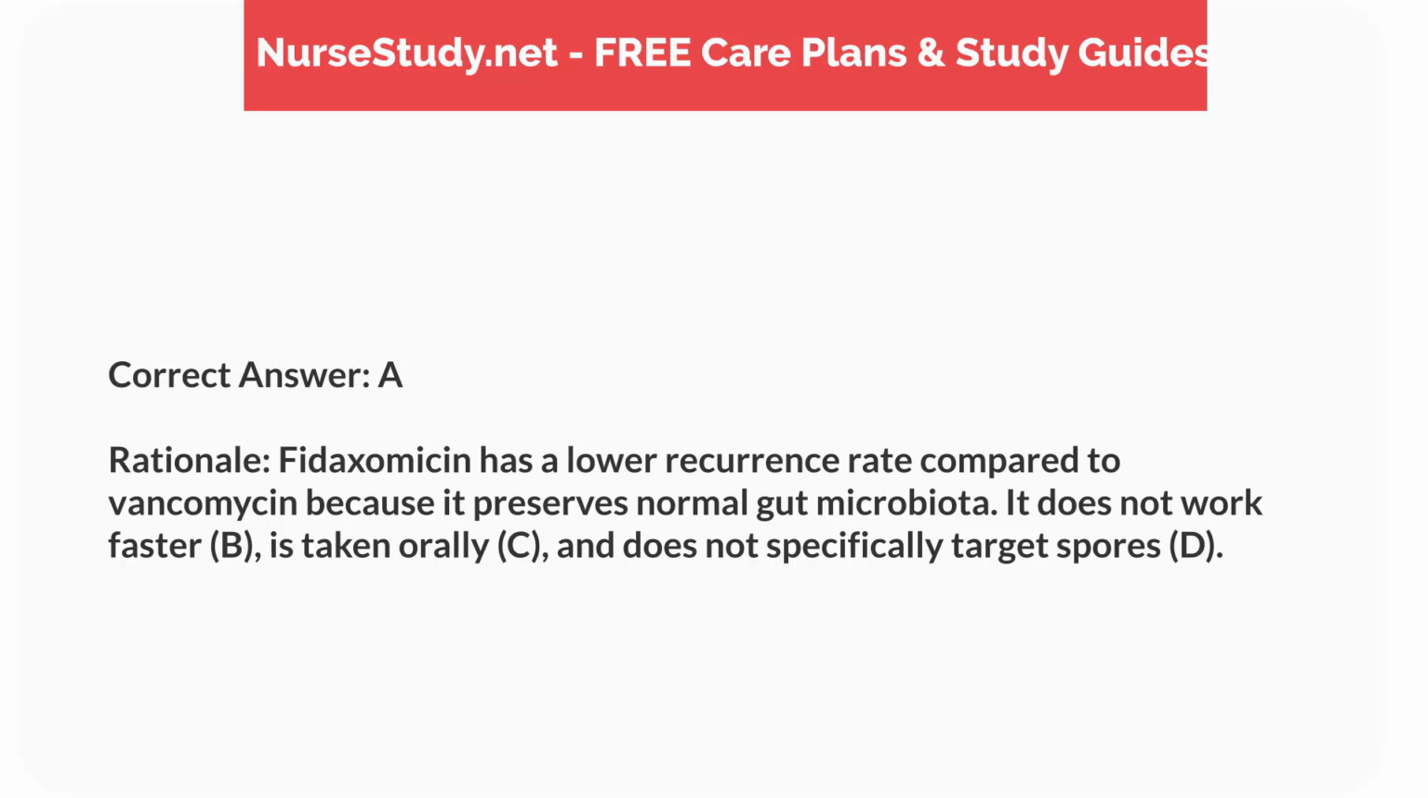Correct answer, A. Rationale: fidaxomicin has a lower recurrence rate compared to vancomycin because it preserves normal gut microbiota. It does not work faster, B, is taken orally, C, and does not specifically target spores, D.